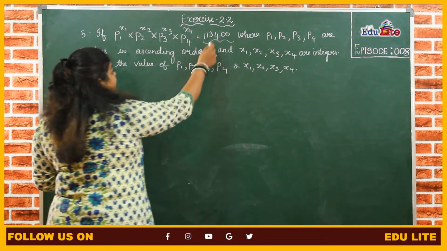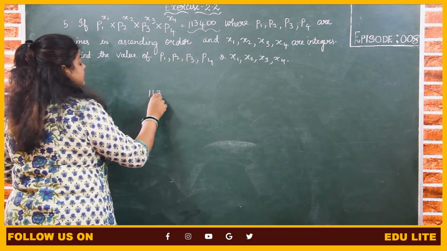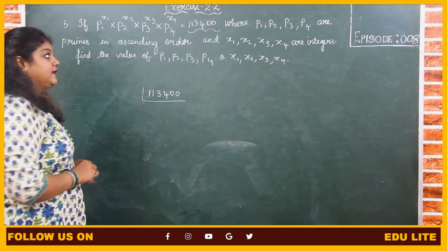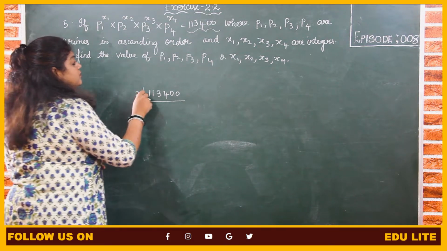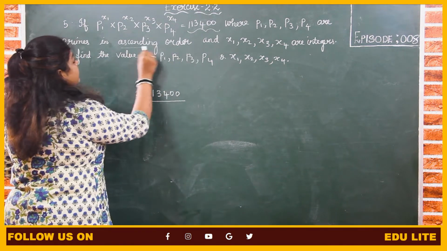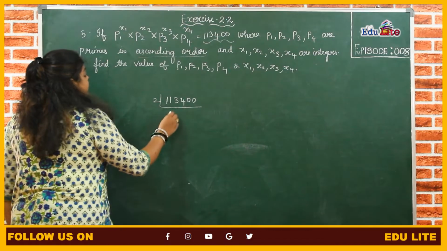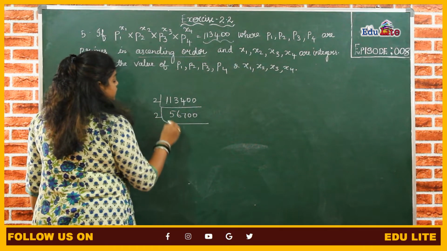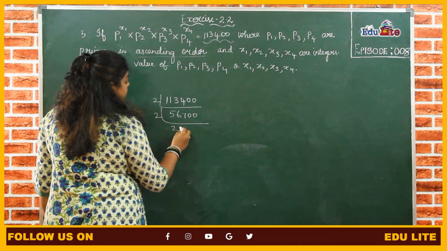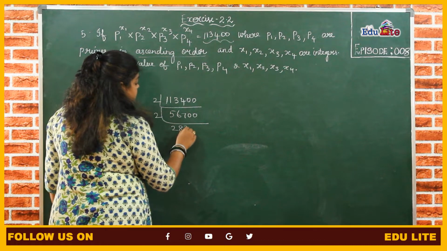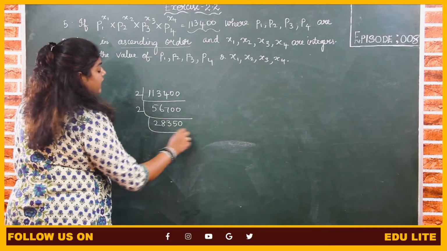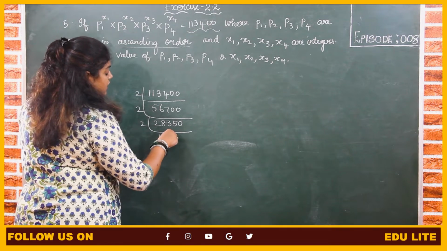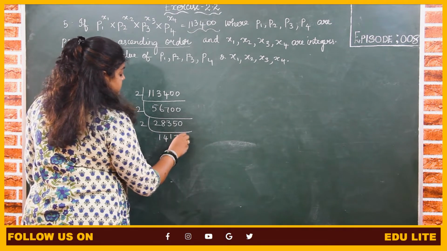Okay, so we will factorize this number 113400. As I already told you, we have to start with the least prime number, which is 2. Also here it is mentioned as in ascending order. Okay, it will be 56700. Again it can be divided by 2, 28350. Again it can be divided by 2, 14175.